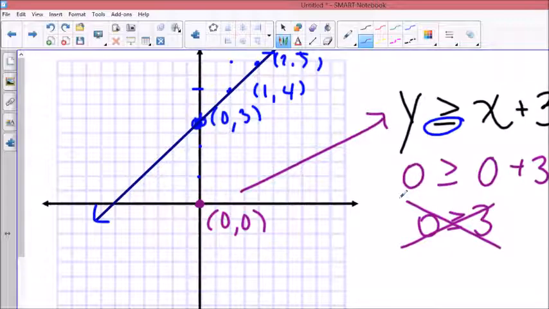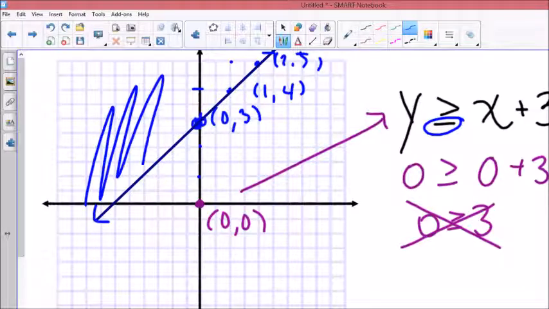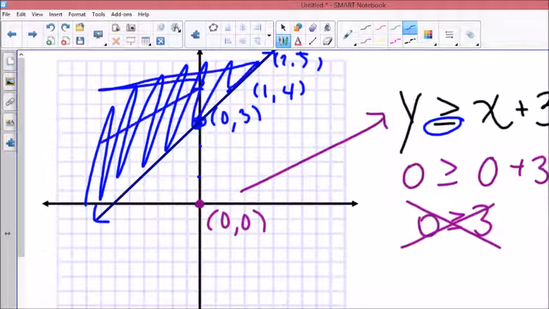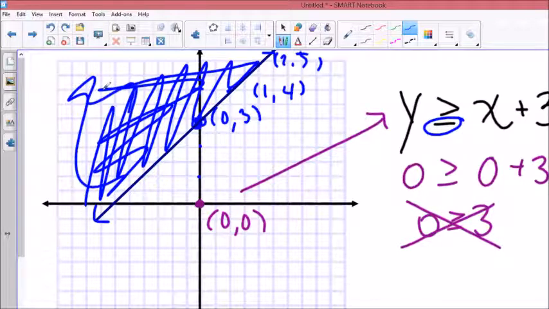Since 0, 0 did not work, that means my solution set is actually on the other side of this line. So I'm going to shade above that line this time. Okay, the graph, there's no interval notation in this section. You simply draw either a solid or dotted line and shade one side of the line or the other.